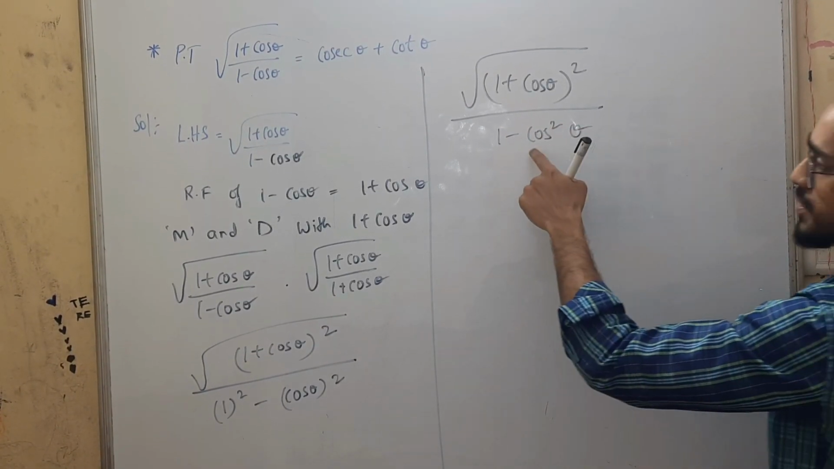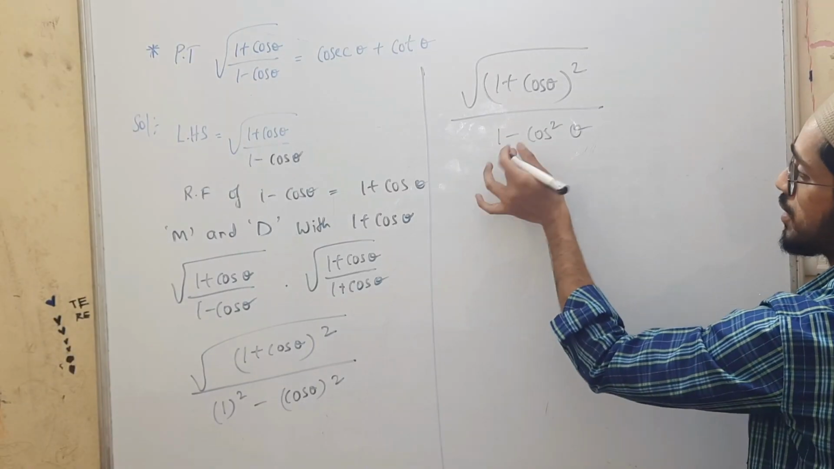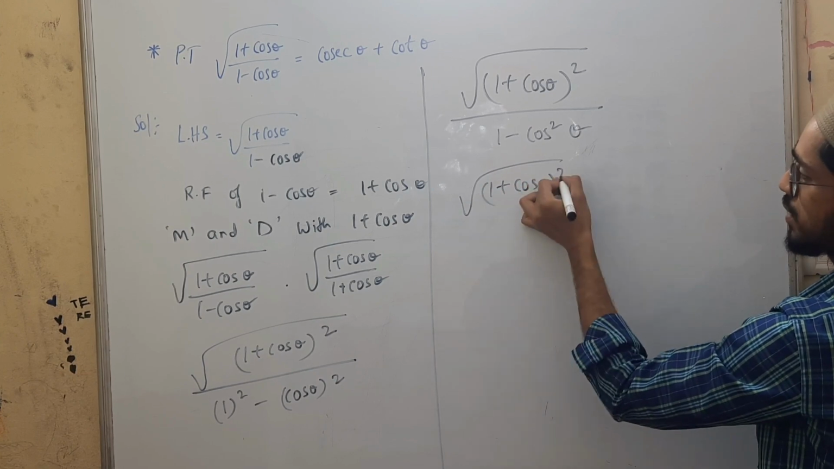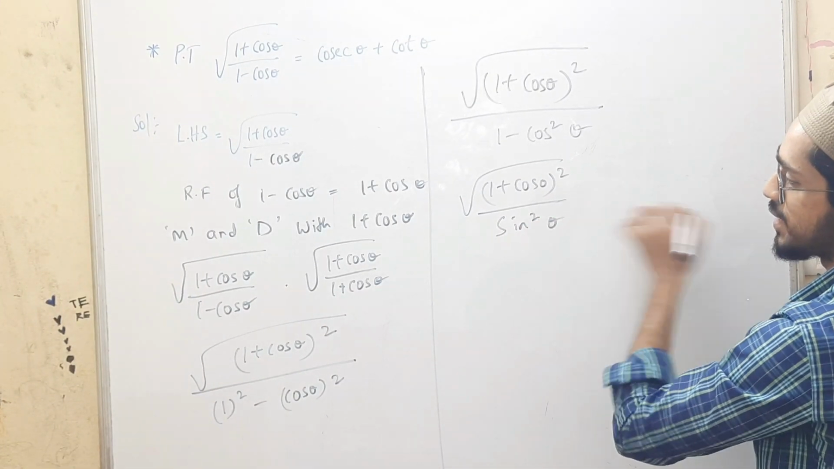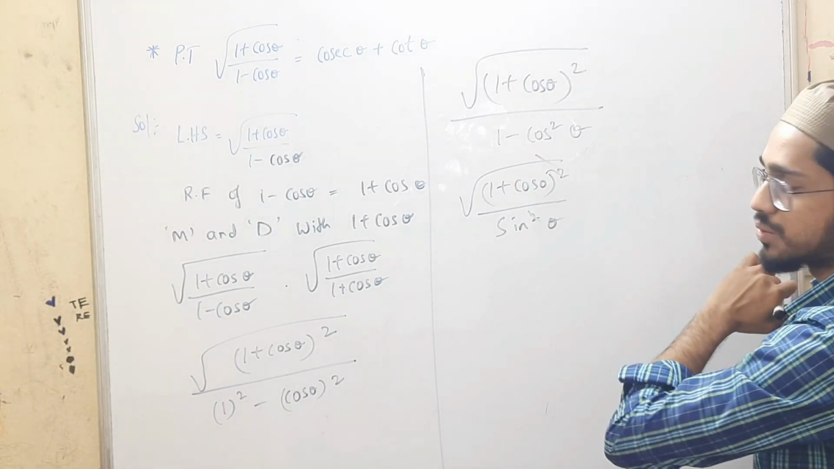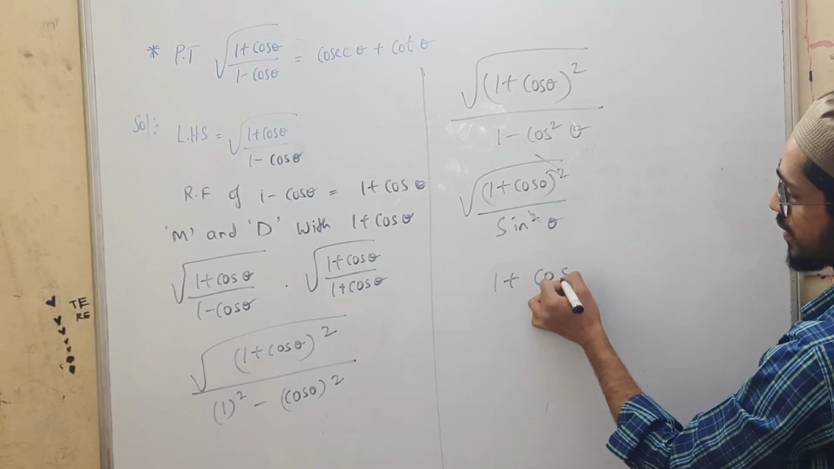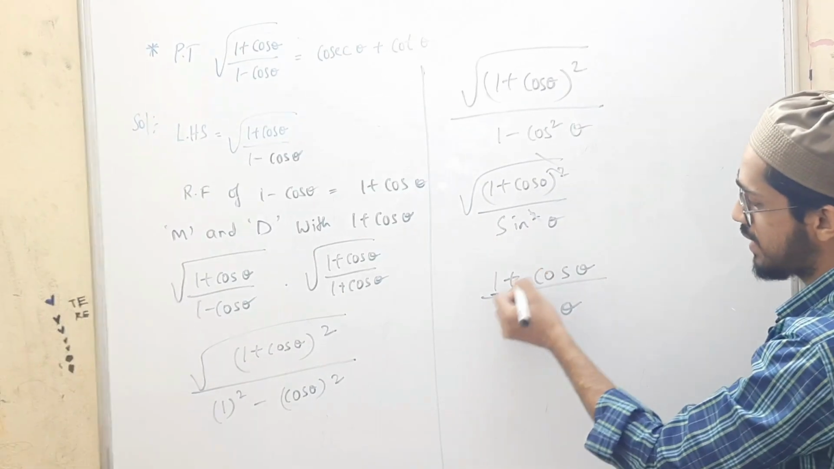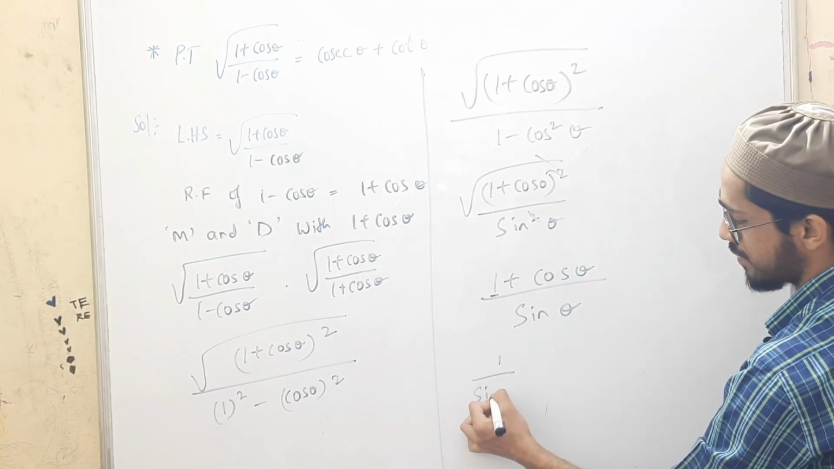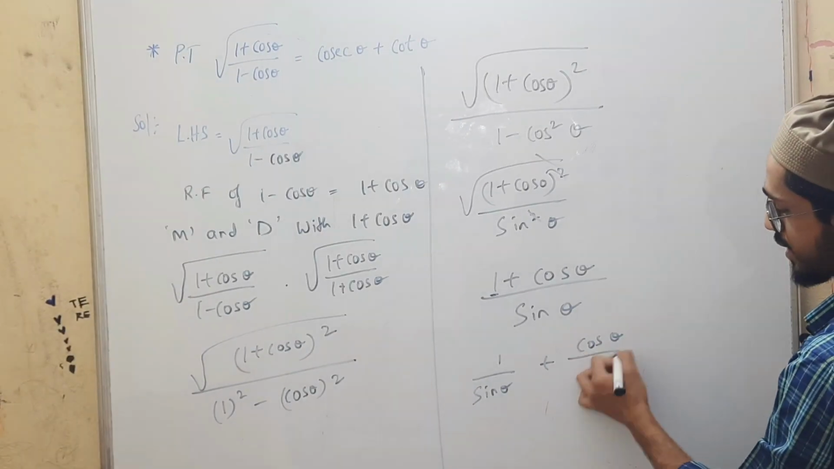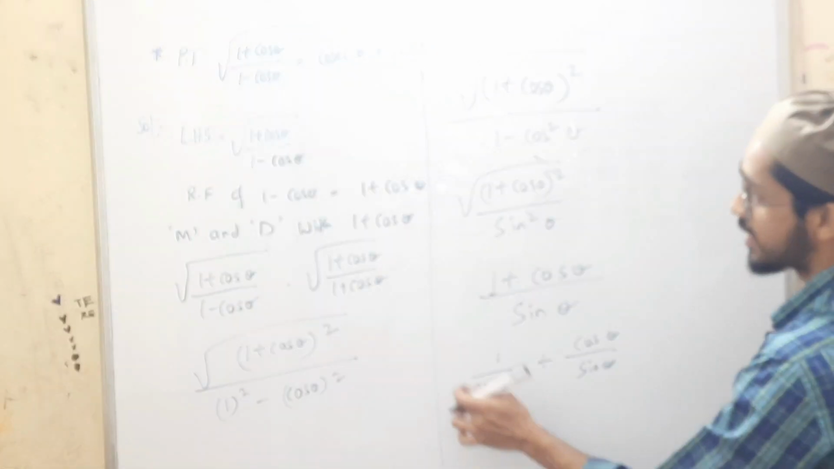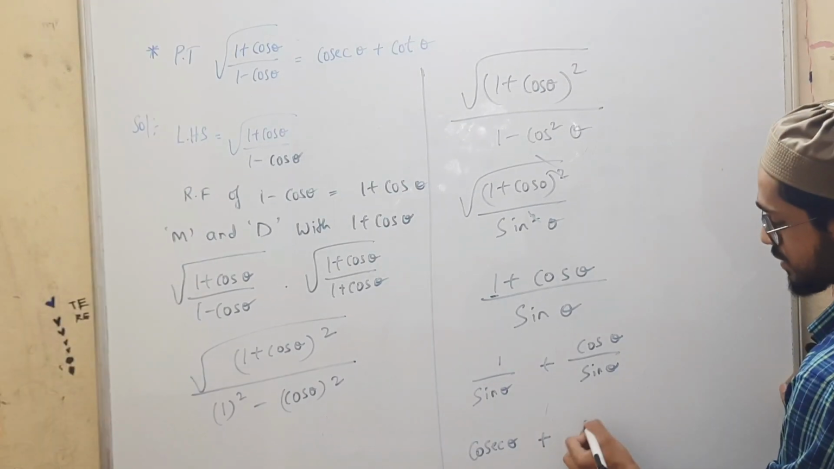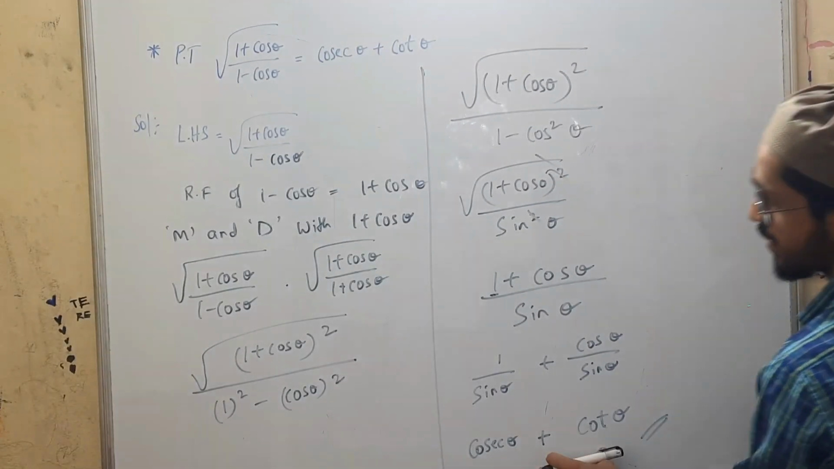We have an identity: 1 minus cos square theta is sine square theta. So in its place, we write sine square theta: under root (1 plus cos theta) whole square by sine square theta. The next step, the squares and the roots will cancel. What will be remaining here? (1 plus cos theta)/sine theta. This sine theta applies to 1 as well as cos theta. That becomes 1/sine theta plus cos theta/sine theta. 1 by sine theta is nothing but your cosecant theta. Cosecant theta plus cos by sine is cot theta. This is your RHS part.